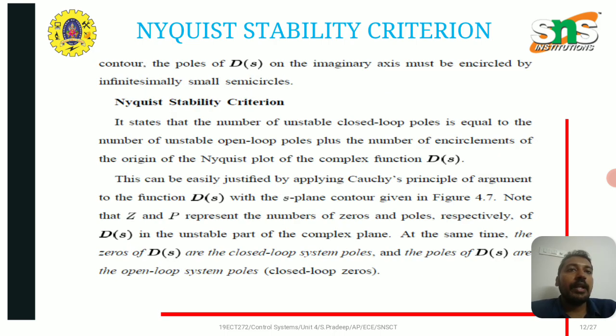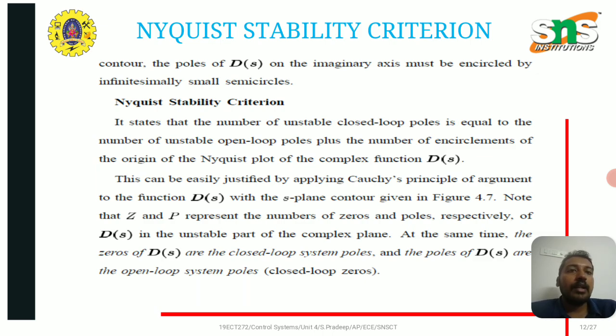The Nyquist stability criterion states that the number of unstable closed loop poles is equal to the number of unstable open loop poles plus the number of encirclements of the origin of the Nyquist plot of the complex function D(s). This can be easily justified by applying Cauchy's principle of argument to the function D(s) with the S-plane contour given.